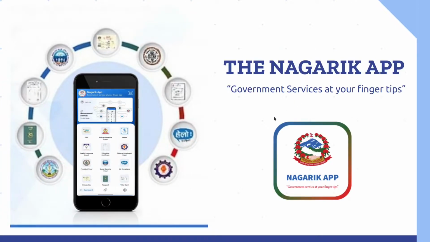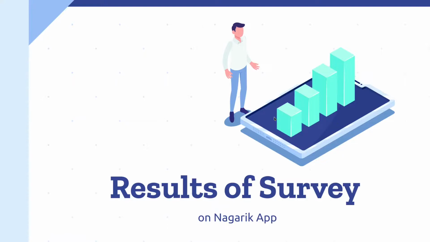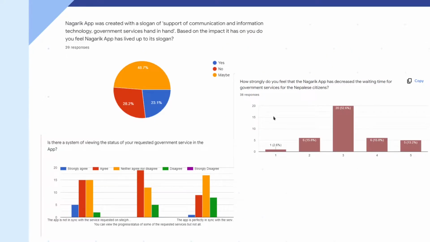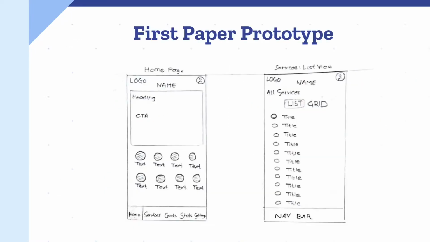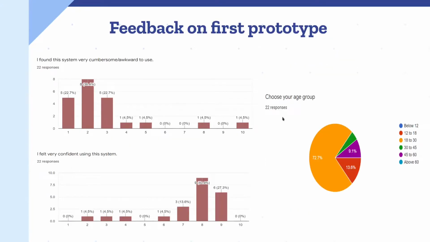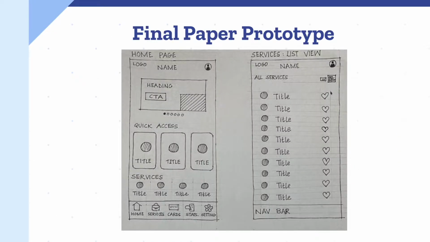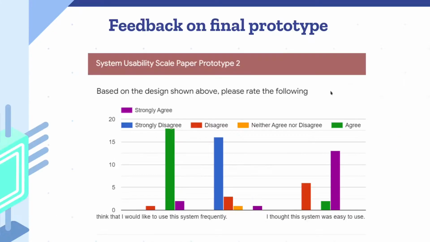To start the project, we first took a survey on the Nagarik App, and the results are as follows. We took the survey using Google Forms and we got the following results. Then we made the first paper prototype. After making the paper prototype, we took our feedback and the results are as follows. Then we made another prototype, which is as shown. After this, we took another survey and the feedback is as follows.